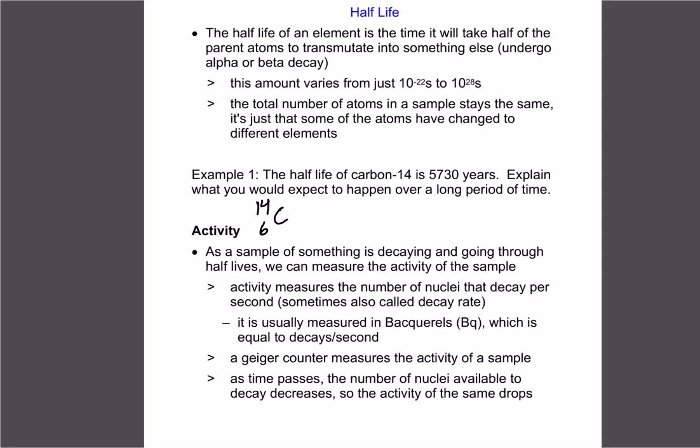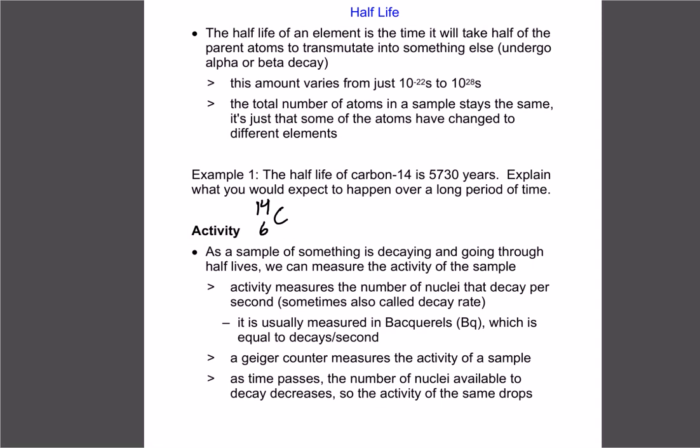So because every element has its own time frame, we can use that half-life and work backwards to figure out how old certain things are. So if you find a dinosaur bone, we can measure the carbon-14, figure out how much of it is left, what it should have been, and we can backtrack it to figure out how old that dinosaur was when it was still alive.